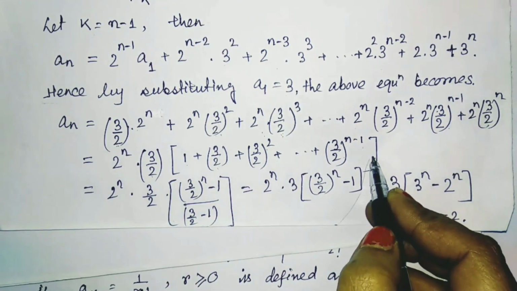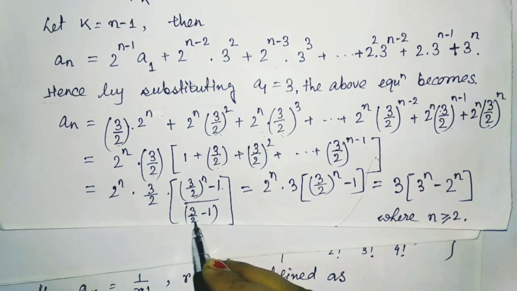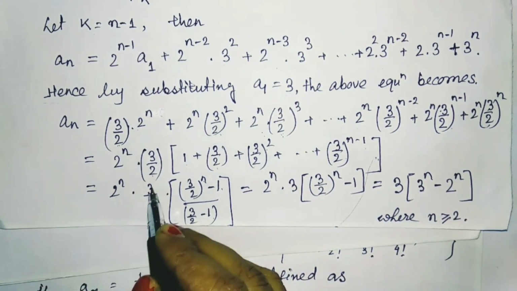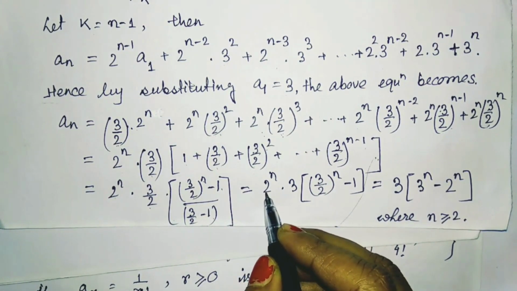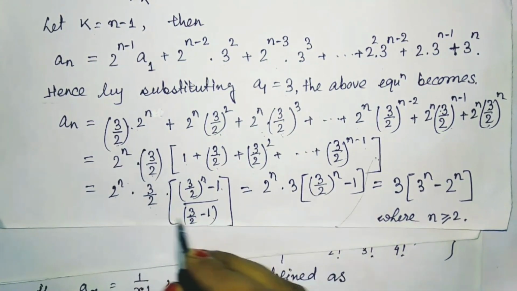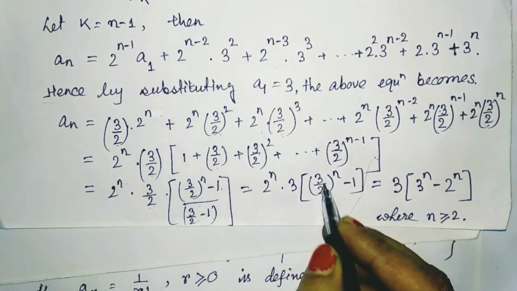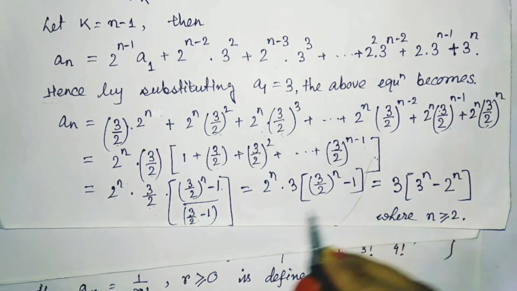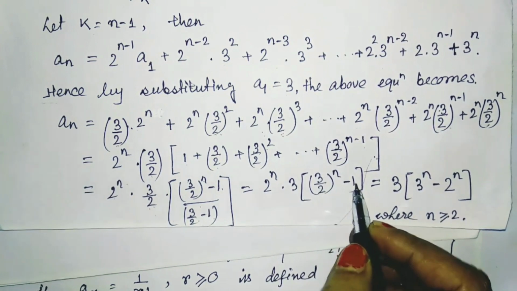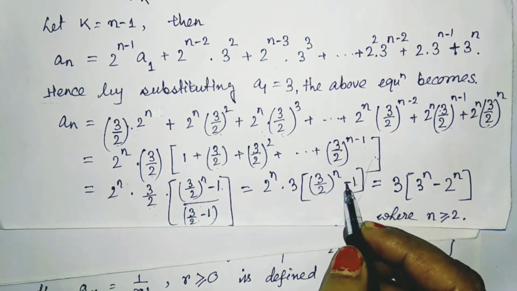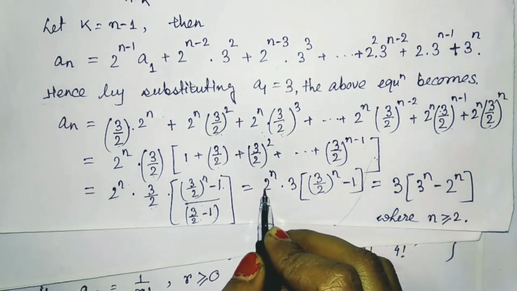So its value is (3/2)^n minus 1 divided by 3/2 minus 1, and 2^3 into 3/2 is common. So if we simplify, we will find 2^n, then 3, here we will find 1 by 2. So this 1 by 2 is cancelled out, and it is 3/2 to the power n minus 1. Now 2^n, if we take the LCM, then we will find 3^n minus 2^n by 2^n. So this 2^n and this 2^n cancel out.